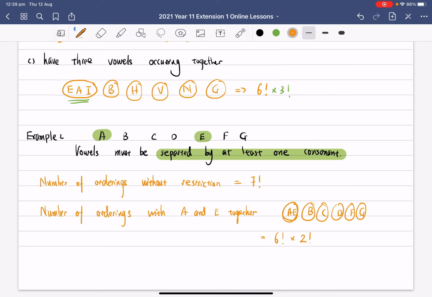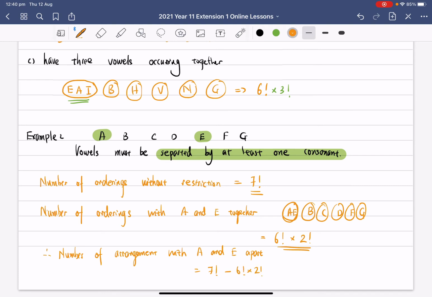Once we've finished that, here's the number of orderings with A and E apart, or with at least one consonant in between A and E. We just take the total and subtract those numbers. Therefore, the number of arrangements with A and E apart is equal to 7 factorial minus 6 factorial times 2 factorial.